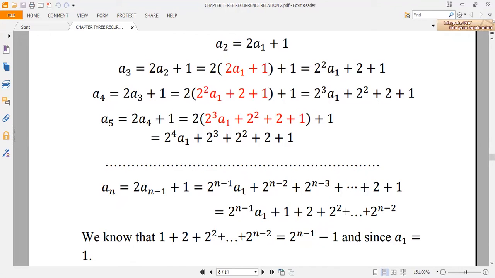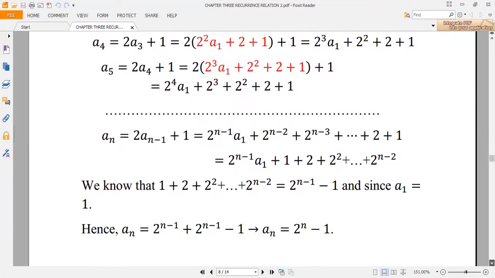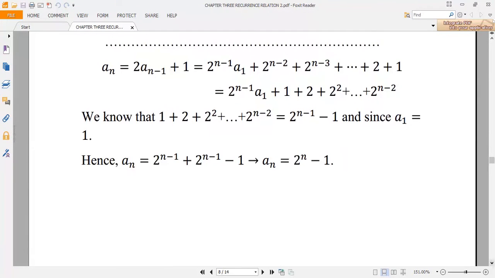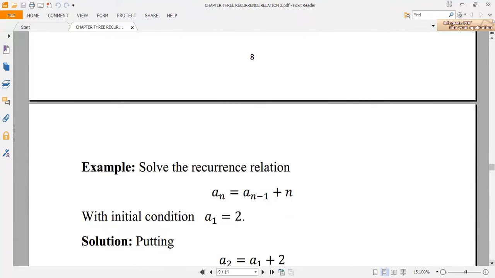And since a1 is 1, an is equal to 2 to the power of n minus 1 plus 2 to the power of n minus 1 minus 1. Which implies that, adding these two terms, you get an is equal to 2 to the power of n minus 1 is the particular solution for this recurrence relation. So another example, let's look at another example.